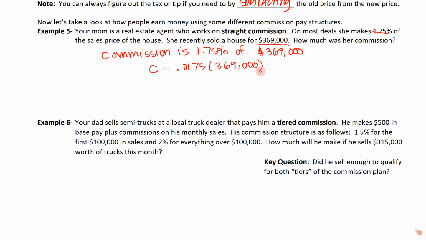All right, so when you type that in your calculator, 0.0175 times 369,000, this will tell us what our commission is. So the commission, your mom ends up earning $6,457.50 for this home. So that's one type of commission problem that you'll see. Another one is called tiered commissioning. So example 6 shows us how this works.